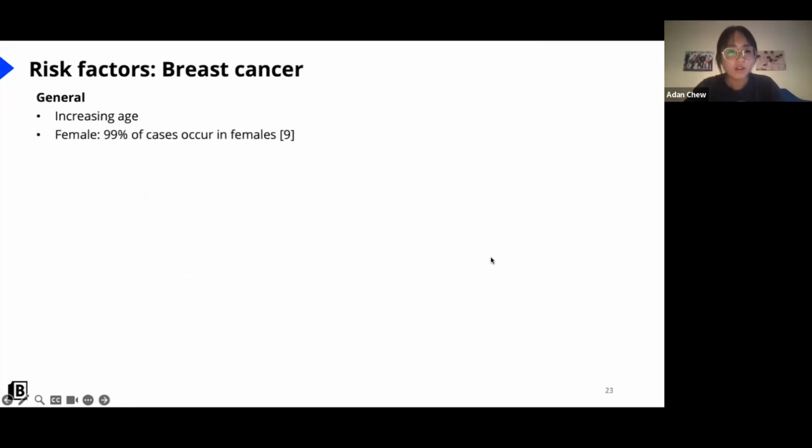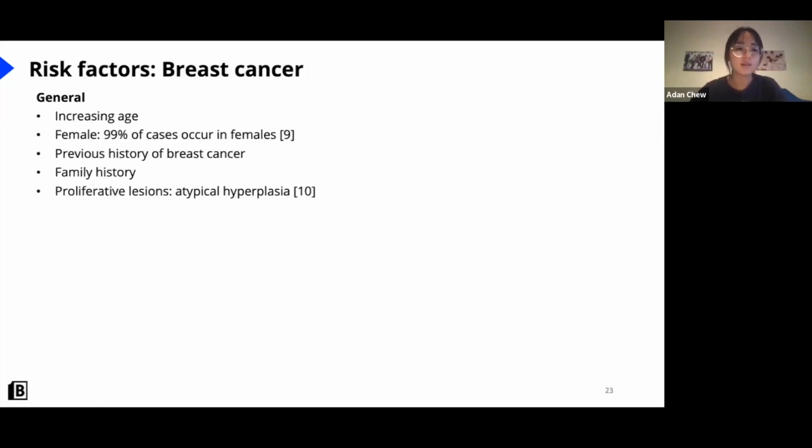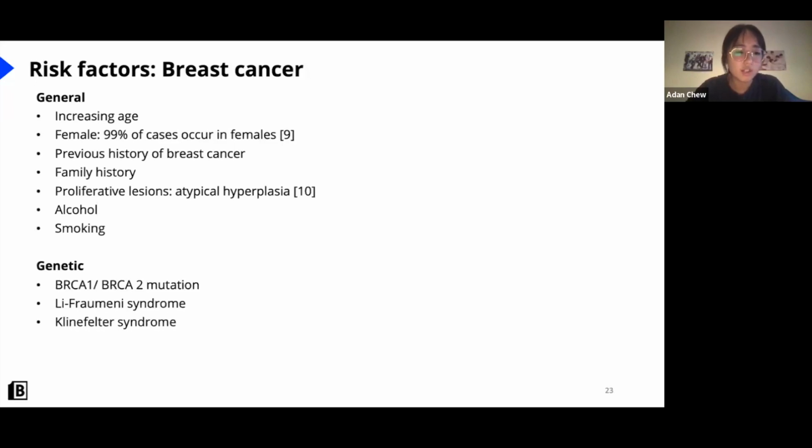So there's a lot of risk factors for breast cancers. Increasing age, being female, previous history, family history, having proliferative lesions in the breast, alcohol, smoking, and some genetic syndromes as well. The BRCA mutations I've mentioned, and some weird and wonderful syndromes, Li-Fraumeni, Klinefelter, Peutz-Jeghers syndrome.